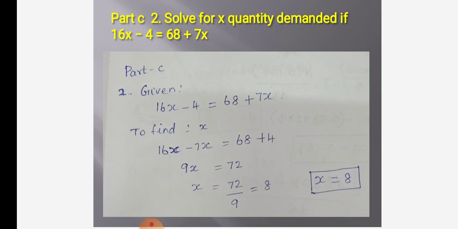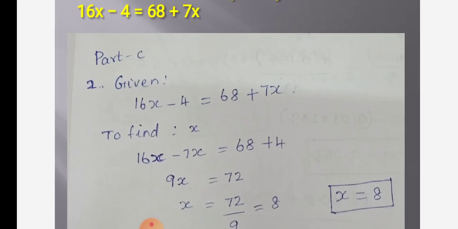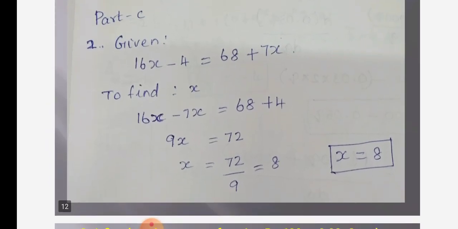Second question. Solve for x quantity demanded if 16x minus 4 is equal to 68 plus 7x. You are given an expression 16x minus 4 is equal to 68 plus 7x. You need to find the value of x. Very simple. Take all the variables to one side and constant to the other side of the equation.